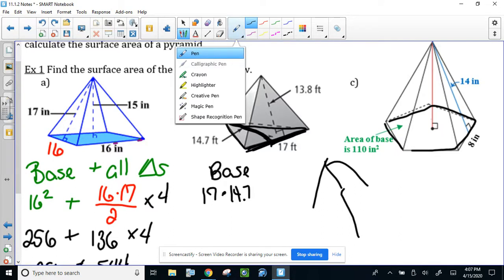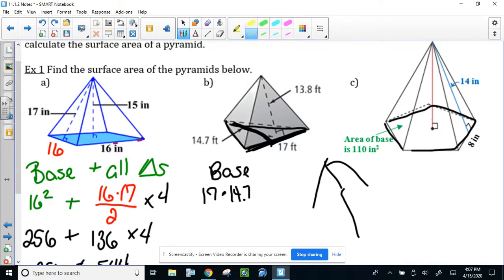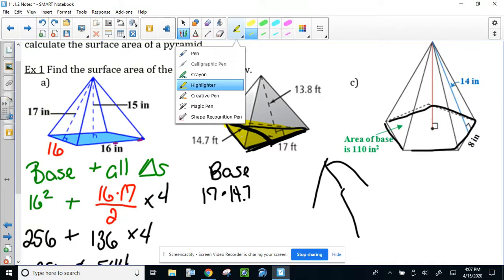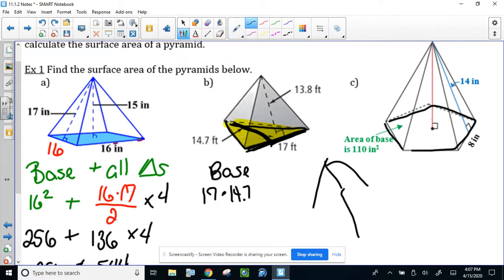Wait, Mom. Yes, bud. Are we doing one video per triangle? I'm trying not to. We're going to do the area of this base. You did just one video for the first one. I know, but that's because I had a lot of explaining to do beforehand. Okay.